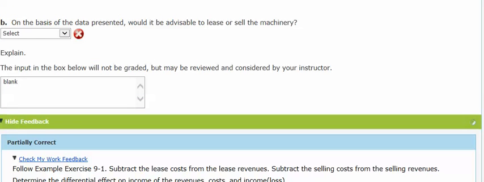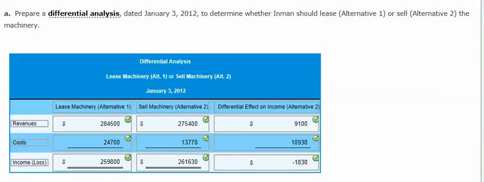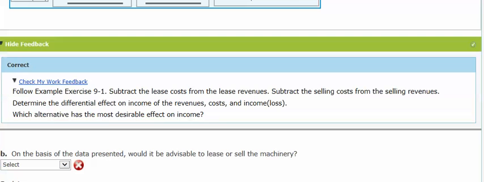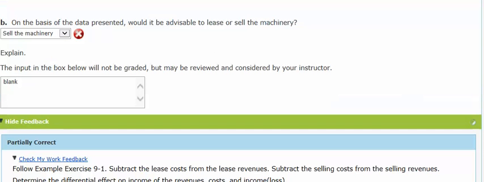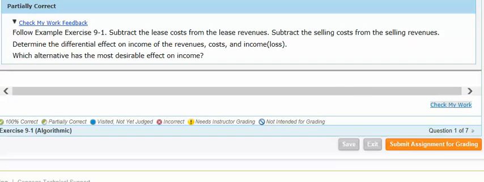On the basis of the data presented, would it be advisable to lease or sell? Well, we'd go with alternative 2, which was selling. So we'd sell the machine. That'd be my recommendation. The input in the box below will not be graded, but may be reviewed and considered, and just explain why. Well, I've kind of done that while I walked you through this. So, there we have it.